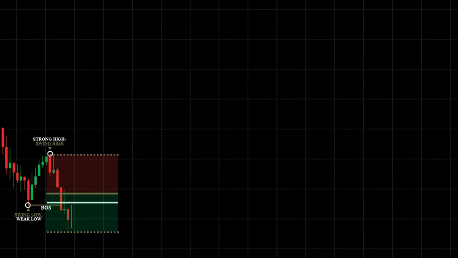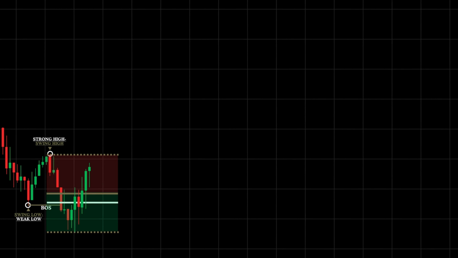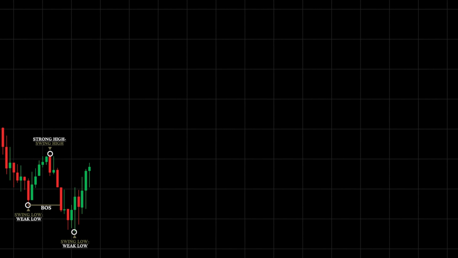Next, we need to mark the strong high in this move. To do that, draw a horizontal zone from the weak low up to the breakpoint, extend it upward, and find the highest point inside it. That's your strong high. Price then pulls back again. Let's check if it's valid. Use your Fibonacci tool from the strong high to the new low. Price comes back to the 38.2% level and even hits the 50%, so it's another valid pullback. We mark the new weak low.